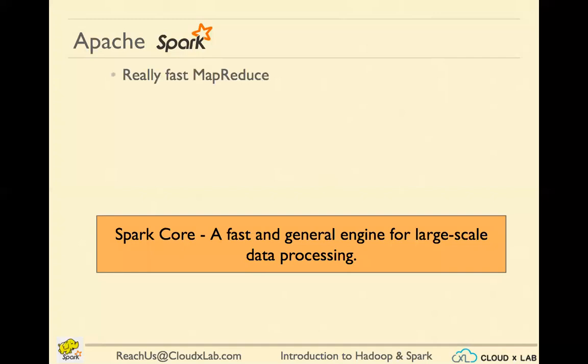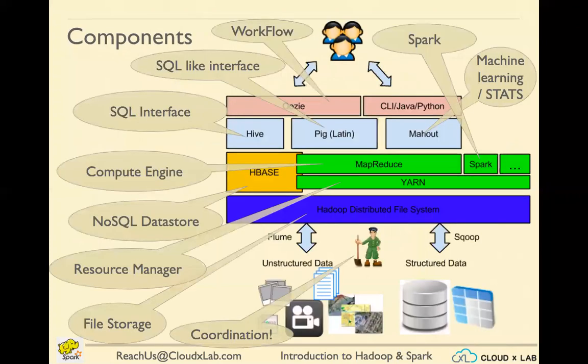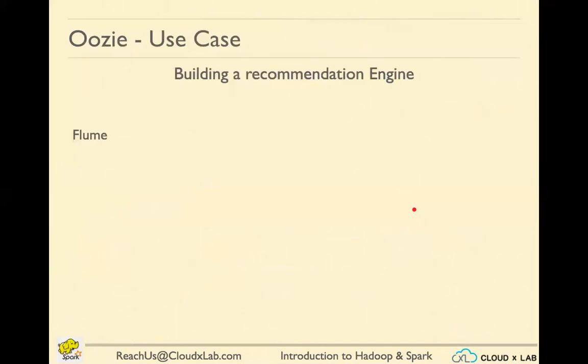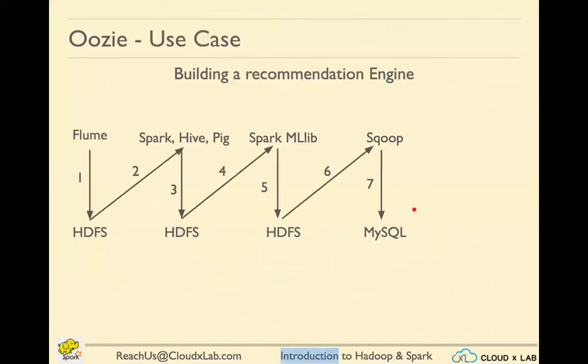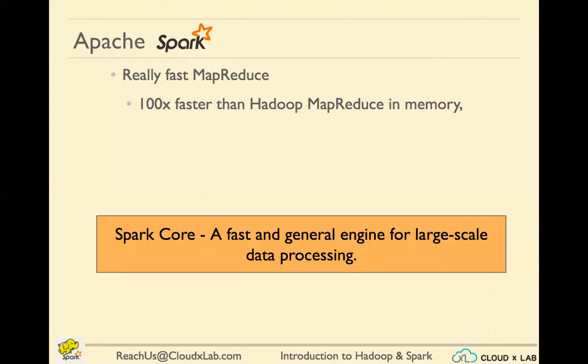Apache Spark is essentially a really fast MapReduce. So when we talk about this particular component, this is what Spark is competing with. Spark is competing with this particular component called MapReduce, which is a component from Hadoop. So Spark is essentially a really fast MapReduce competitor. It's 100 times faster than Hadoop MapReduce in memory. It's 10 times faster on disk.